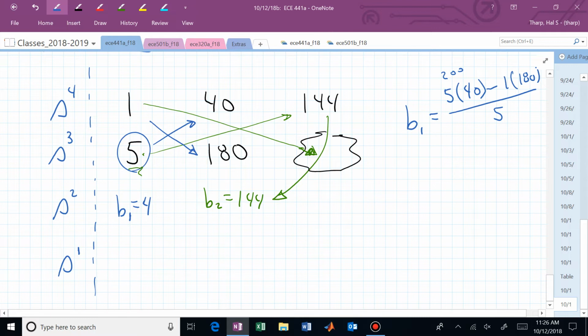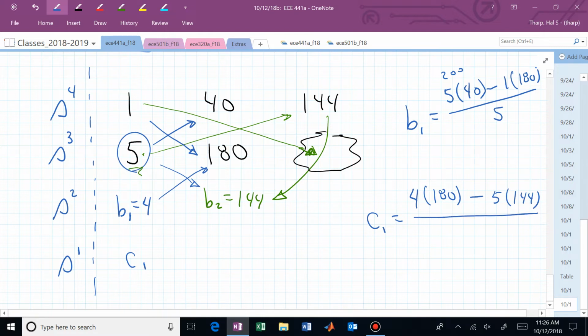Now let me say that this is c sub 1. C sub 1, I now take 4 times 180 minus 5 times 144 and divide by 4. Or I now have 4 times 180, that's 400 plus 320, splitting that up a little bit, or that's 720.